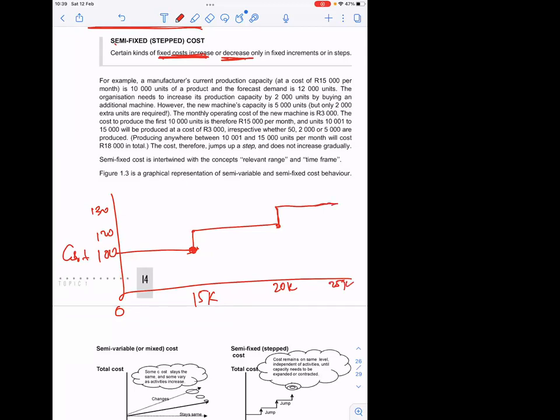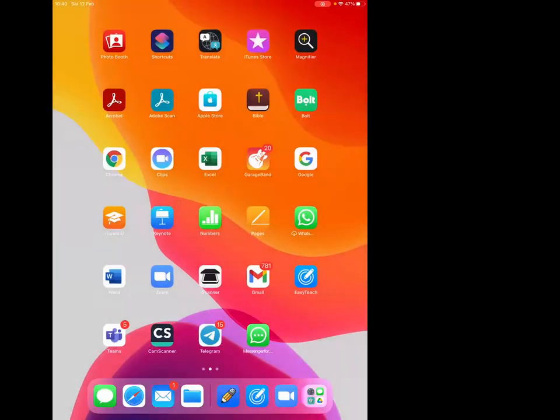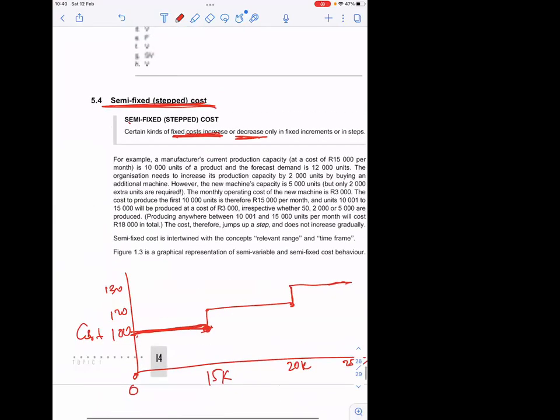So a cost that behaves in this nature, fixed to a certain extent, thereafter it will increase, it won't go down. Right? If you reduce your output to 0, you still pay 100 in that case. So a cost that is fixed, but will then increase as output increases in batches like I showed there, would be referred to as a stepped fixed cost. Let's get to the definition now.